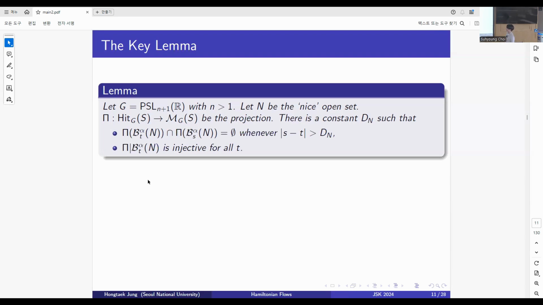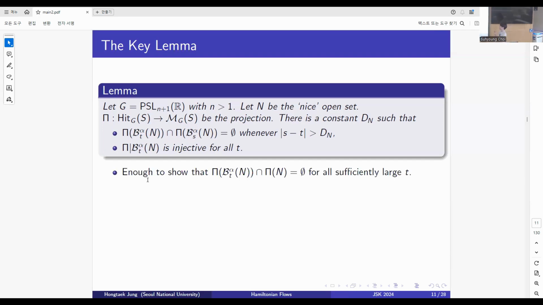The second condition is relatively easier, just saying that the volume of this set is the same as the volume of the set downstairs. Or you can say that this open set is sitting inside the fundamental domain of the mapping class group action. I'm going to prove the first item, and the second item is relatively easy.